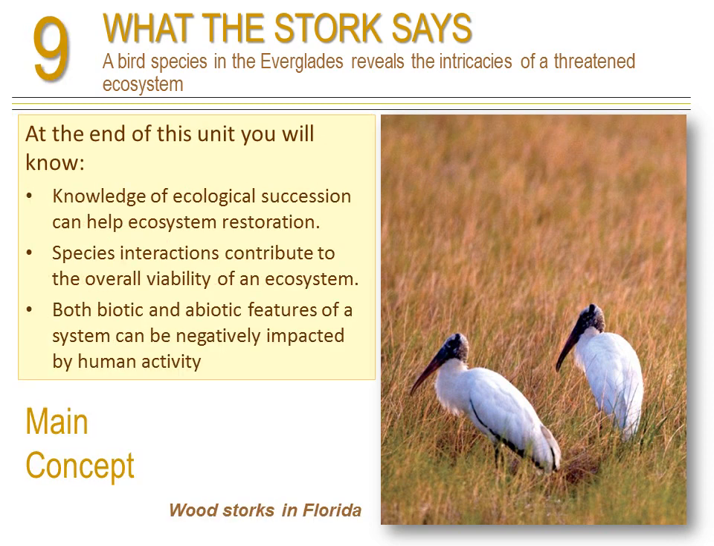So at the end of this unit, hopefully you will have some understanding or knowledge of the ecological succession that can help an ecosystem restore itself. In particular, we're going to look at the words ecological succession and what that means. We're going to look at species interactions and how they contribute to the overall viability of the ecosystem. So you might just think that the wood stork is just one animal in the ecosystem in the Everglades, but we're going to look at how this particular animal and other animals actually have an impact on our own lives.